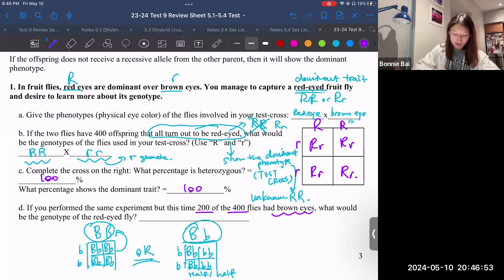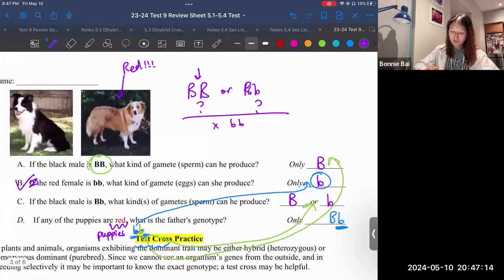Then the genotype of the red eye, that's your unknown one. All right, the red eye, that one. The genotype will then have to be big R, little r, okay? Well, I use B over here, but you get the point. You got this. Okay, we finished it.